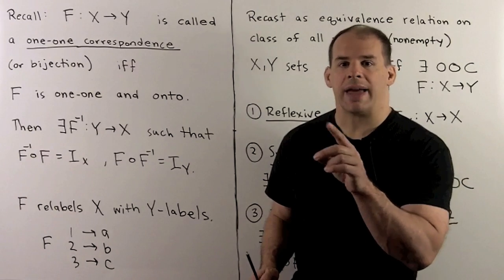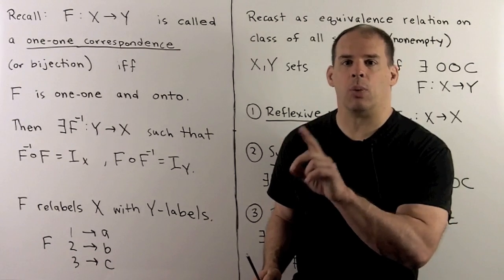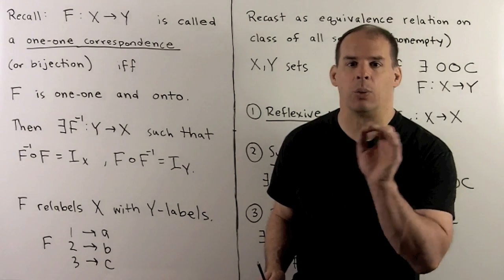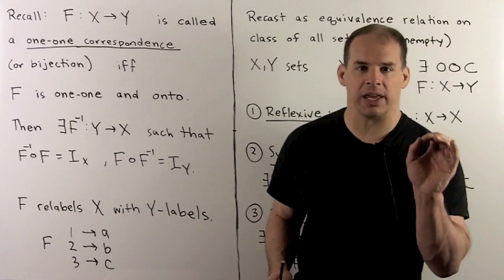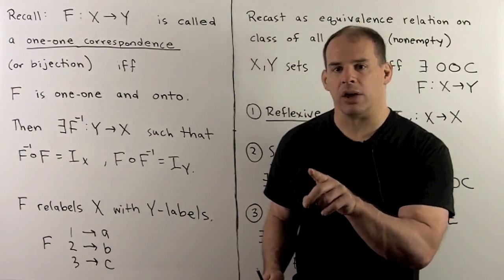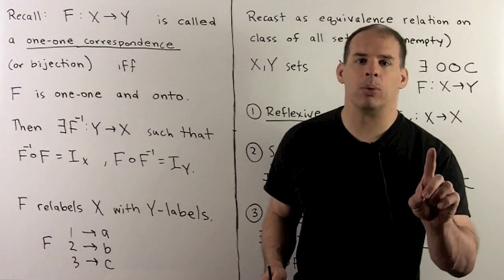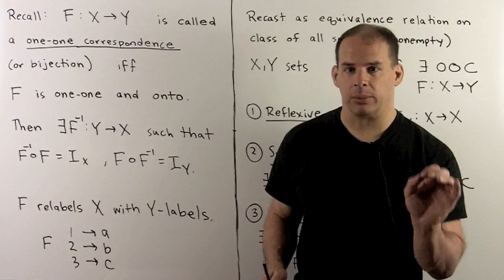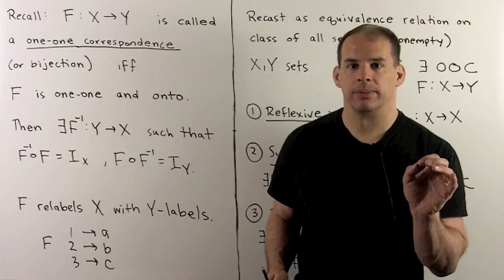Now, the idea underlying all of this: if I can construct a one-to-one correspondence between X and Y, then as far as sets are concerned, X and Y are the same set. So what's happening is we're taking all the points in X. When we apply F, we just relabel them with Y labels. So we have the same set, just with different labels.